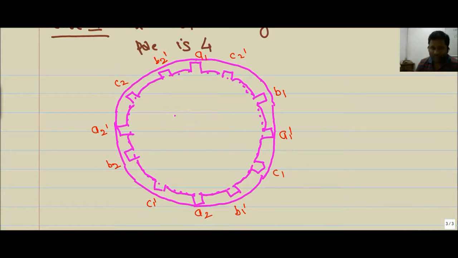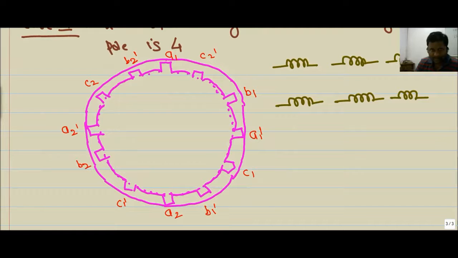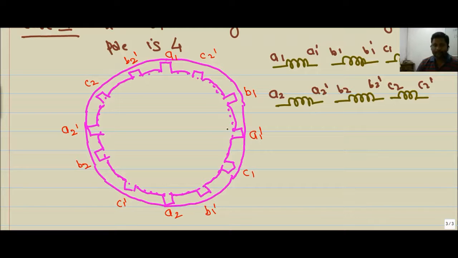So this is basically a four-pole stator where we are using the winding A, B, and C. Just name it: this is A1, this is A1 dash, this is B1, this is B1 dash, this is C1, C1 dash, this is A2, A2 dash, this is B2, B2 dash, C2, C2 dash.